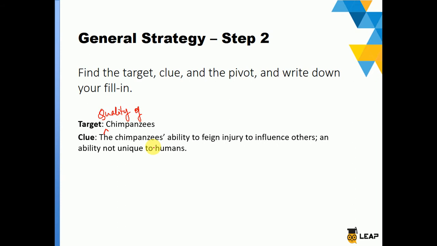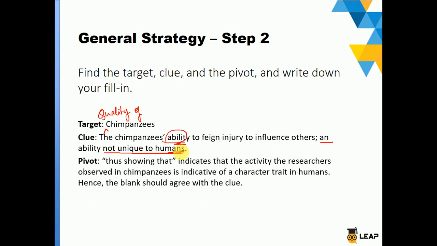So if you remember the sentence, you remember that they mention that this is an ability that is not unique to humans. Alright, so they're talking about the ability. So once again, you are made aware of the fact that the blank is talking about the ability. So even though your target is the quality of chimpanzees, the clue here is their ability, and how that ability is similar to the ability of humans. Correct? Alright, now let's look at the pivot.